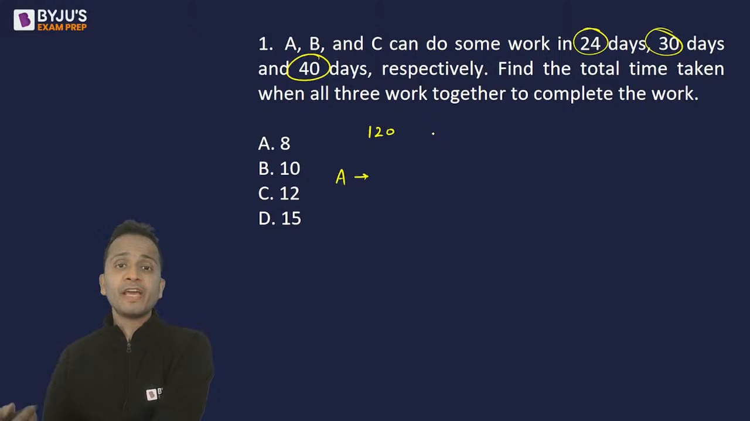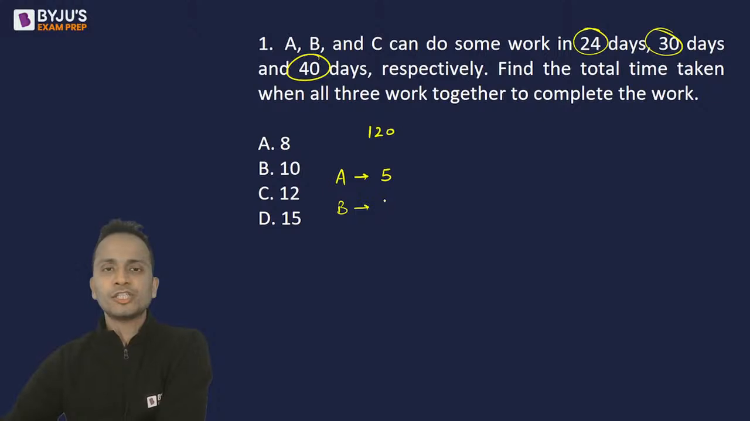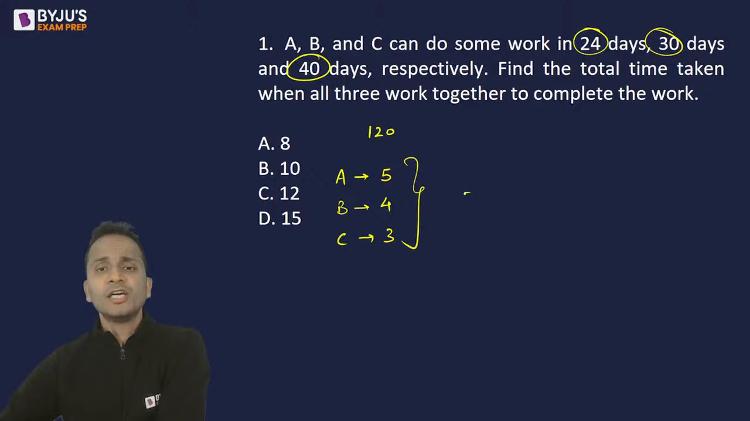So if A can finish this entire work of 120 units in 24 days, A's 1 day work will be 120 divided by 24, that is 5 units. So A in 1 day can finish 5 units of work. In a similar manner, B will finish 4 units of work and C will finish 3 units of work. Now if all three of them work together, in 1 day together they can finish 5 plus 4 plus 3, that is 12 units of work.